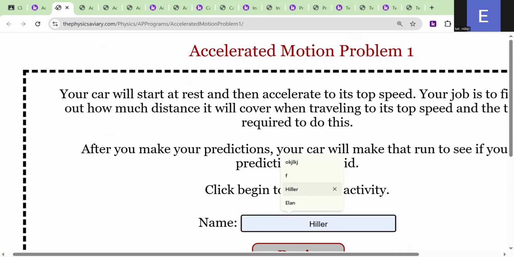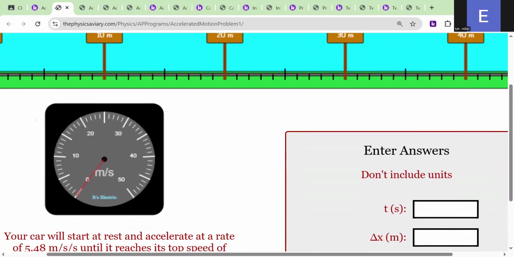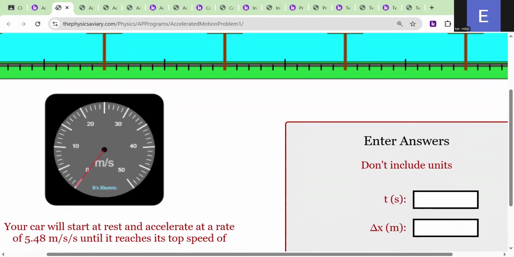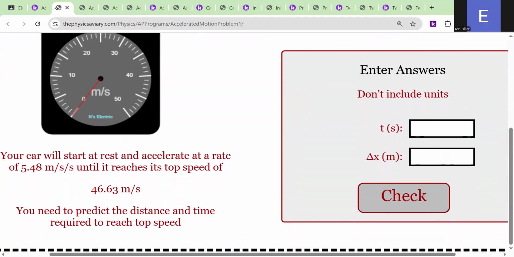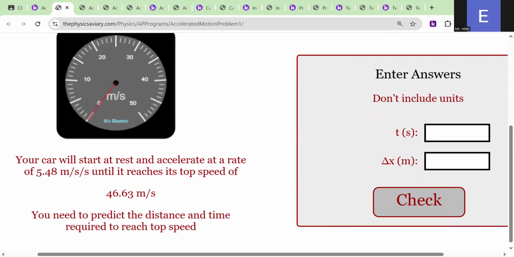Go ahead and put your name in there, and let's begin. All right, so for this problem here, it says your car will start at rest and accelerate at a rate of, in my case, my acceleration is 5.48 meters per second squared until it reaches a top speed of 46.63 meters per second.